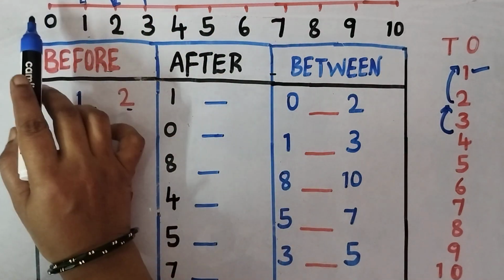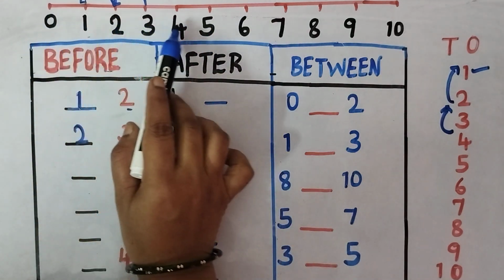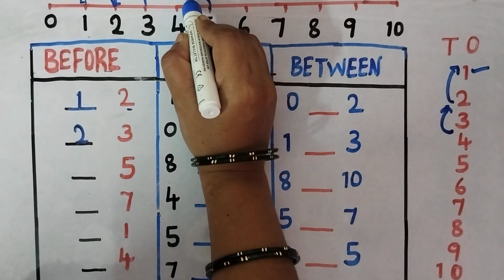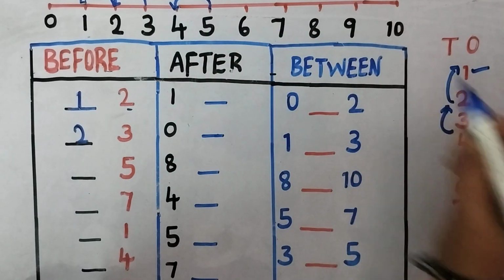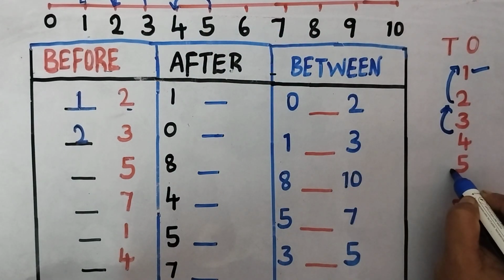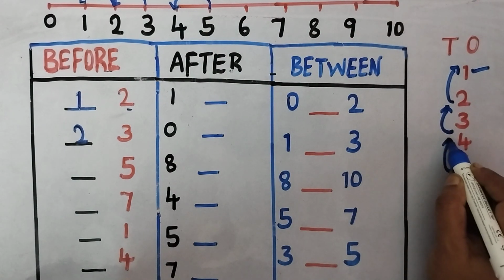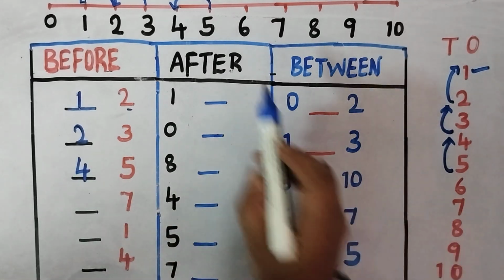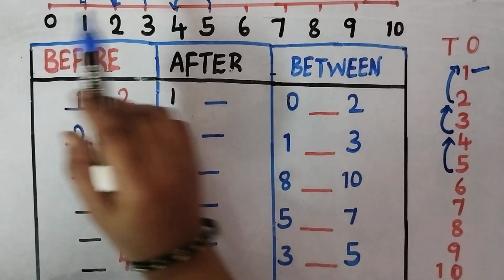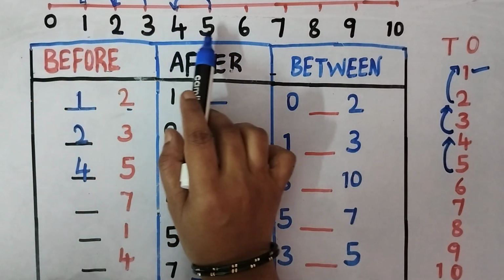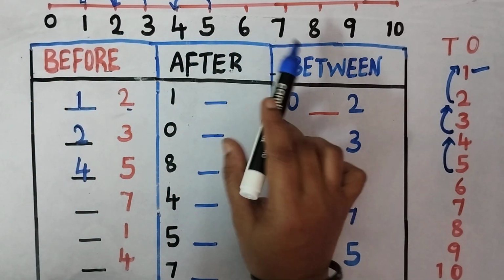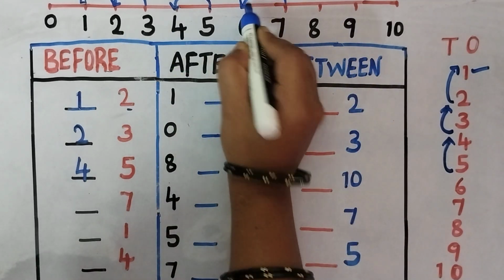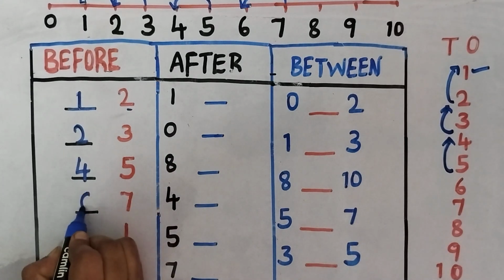Next 5. On the number line, where is the 5? 0, 1, 2, 3, 4, 5. Here is the number 5. So before 5, come back here. From 5 going up, that is 4. Before 5, what comes? 4. Next 7. Here is the 7. 0, 1, 2, 3, 4, 5, 6, 7. Before 7, what comes? That is 6.